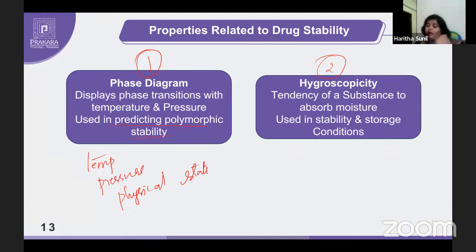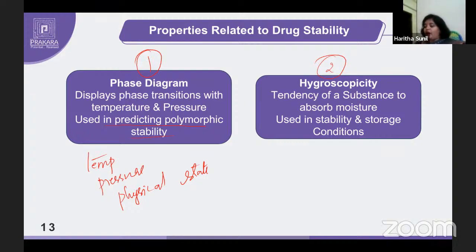Okay, it is used in predicting the polymorphic stability. Like the phase diagram always helps in identifying which is the stable polymorphic form of a drug under specified conditions. And it is also mostly used in formulation design, like it helps in the selection of processing conditions in order to avoid undesirable phase changes. And also it helps in freeze drying optimization, like it is used to determine the sublimation point and also to design the lyophilization cycles for thermolabile drugs.